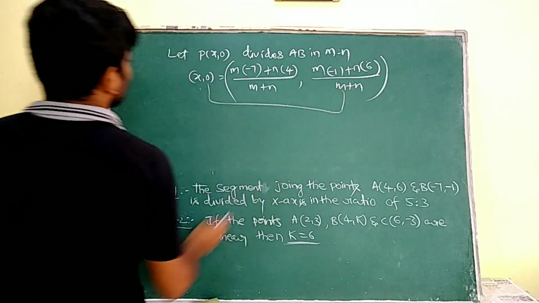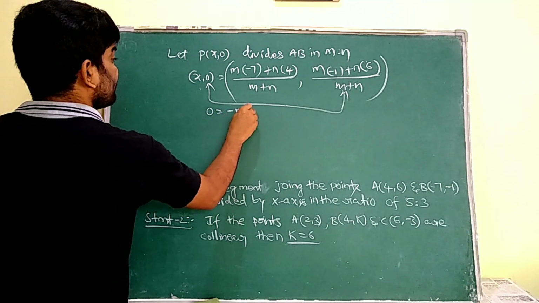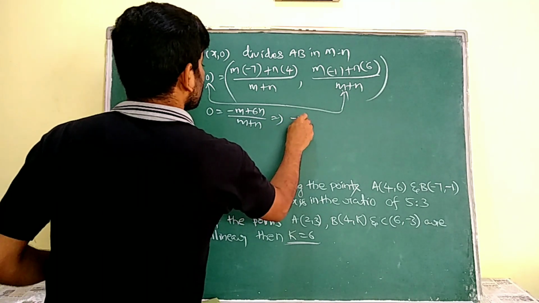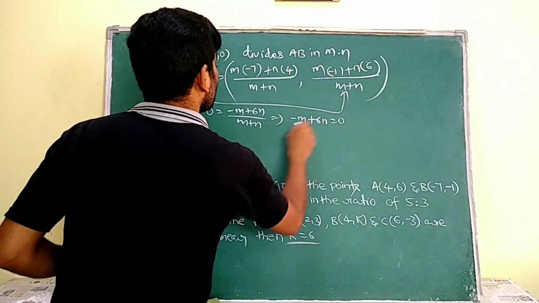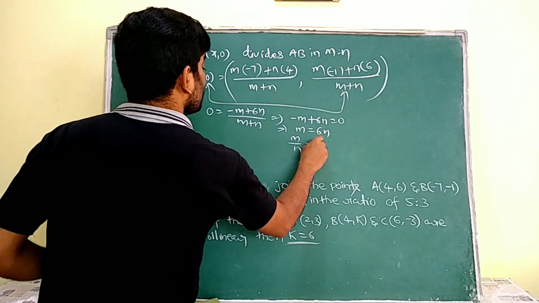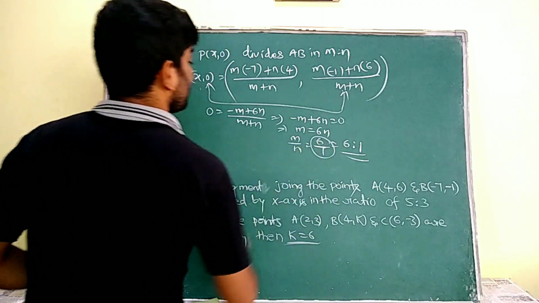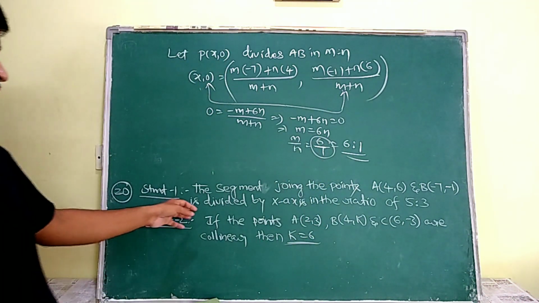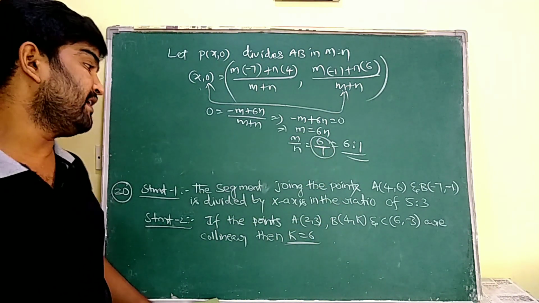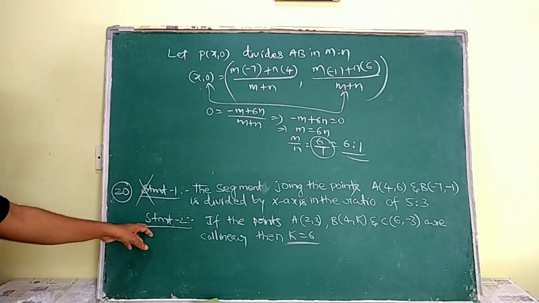Now we have to equalize these two. By that, 0 is equal to minus m plus 6n by m plus n. By cross multiplication, minus m plus 6n is equal to 0. By this, m is equal to 6n. So m by n is equal to 6 by 1. The ratio is 6 is to 1. That means a point on the x-axis divides the given line segment in the ratio 6 is to 1. But he gave 5 is to 3. That's why it's wrong.